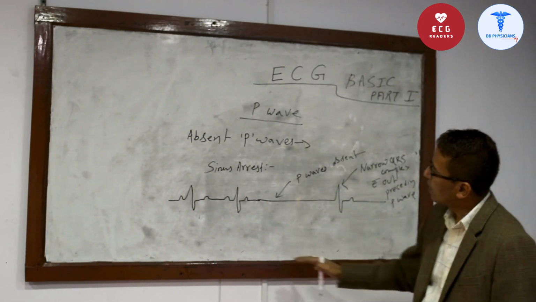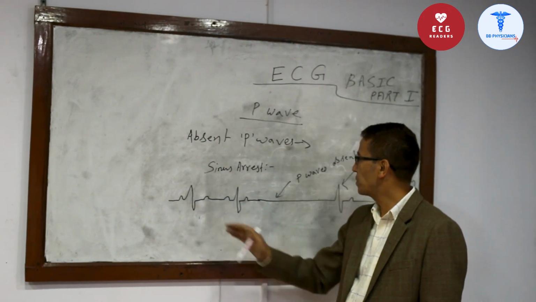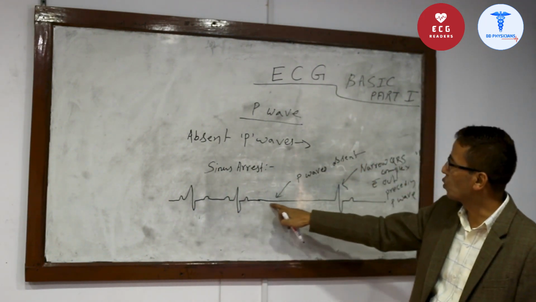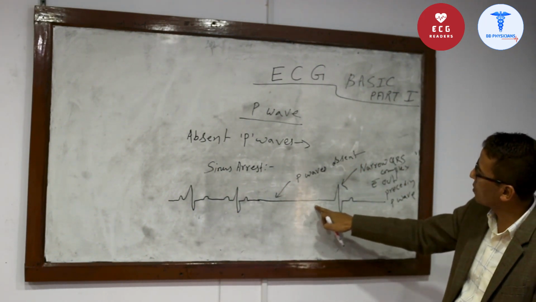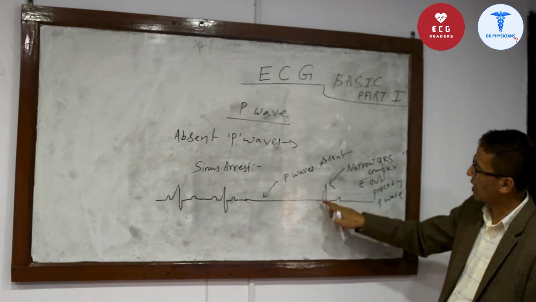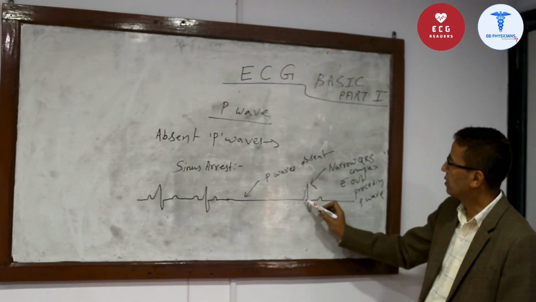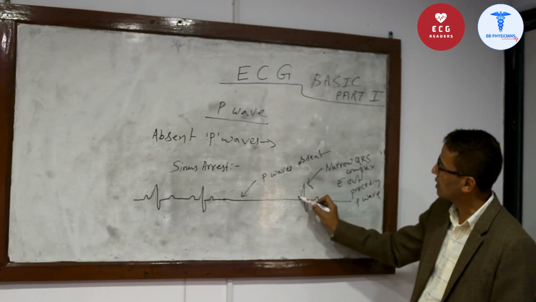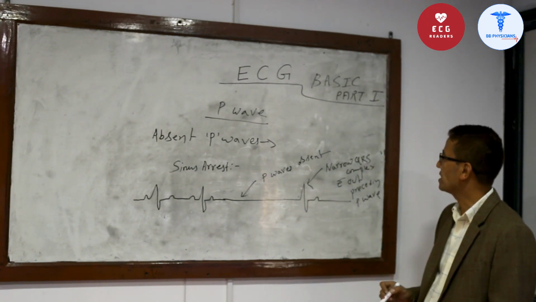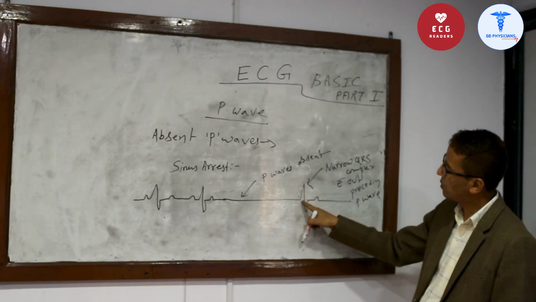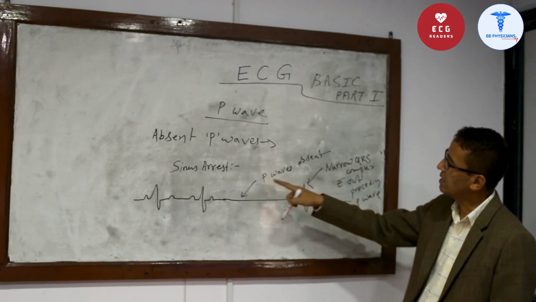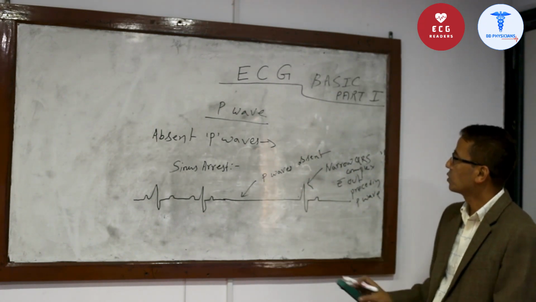So the normal QRS complex is there, there is sinus arrest, there is no P wave. And after some duration, a QRS complex will arise, but there is no preceding P wave. Narrow QRS complex is there, no P wave. This is sinus arrest.